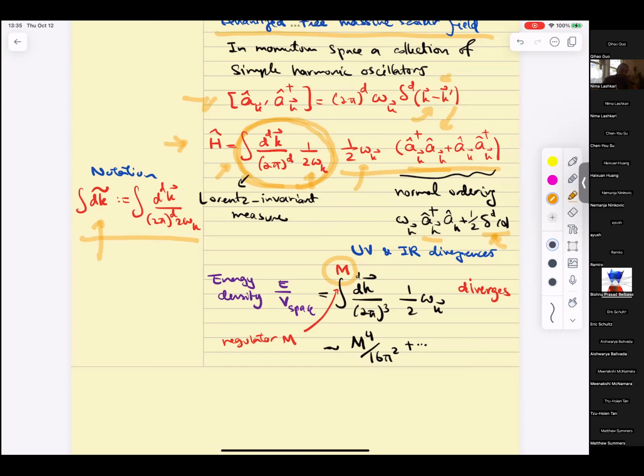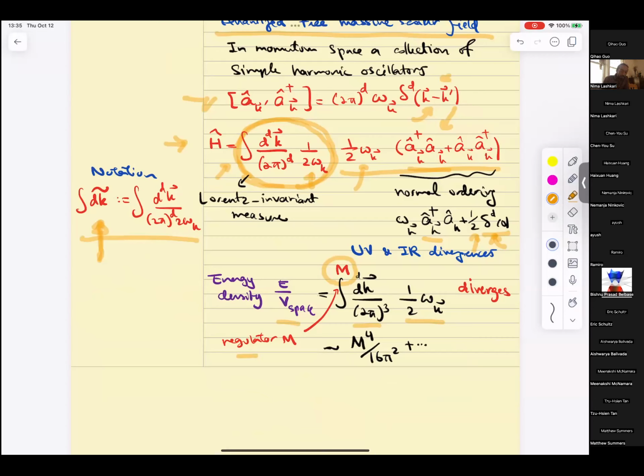But there's another divergence that has to do with this integral over the shift, the vacuum energy. That divergence is the UV, ultraviolet. It's more serious. It shows itself in more physical quantities such as energy density. If you calculate the energy density, it will be half omega k integrated over this. And of course, that blows up because we have an infinite set of momenta that grow arbitrarily.